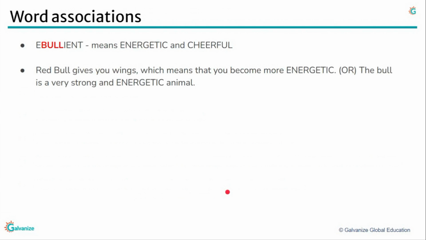So here, ebullient contains the word bull. Bull is a strong and energetic animal. And the Red Bull is a drink that gives you energy. So whatever helps you remember it. So now you will remember that ebullient means rather energetic and cheerful. She sounded ebullient and happy on the phone. So remember to always coin sentences once you're done so that you remember how the word is used as well.